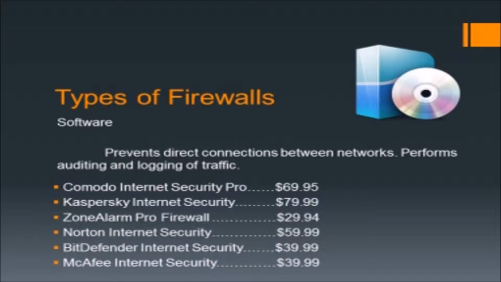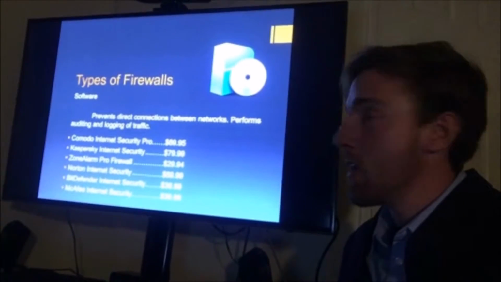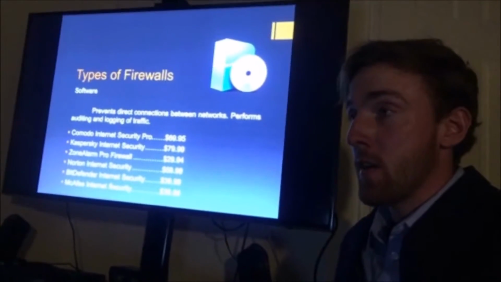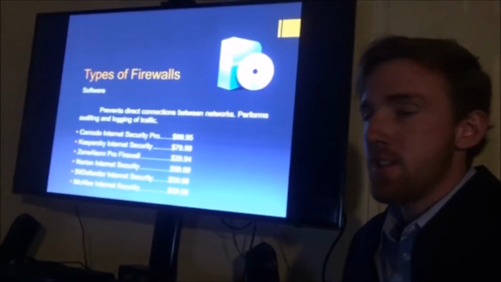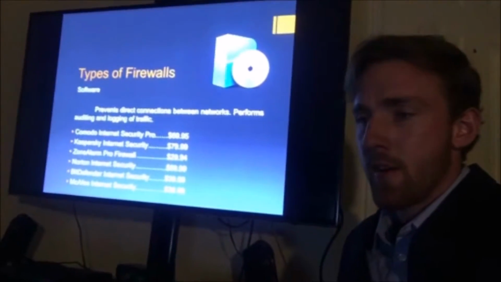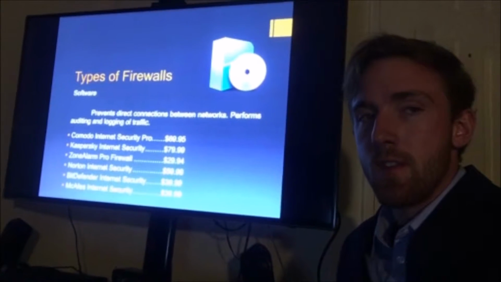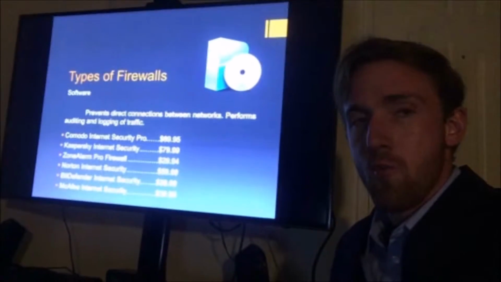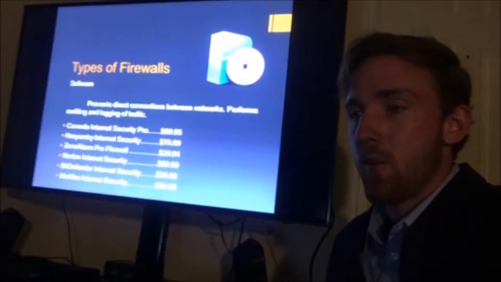Now that we're looking at modern firewalls today, we're going to take a look at the two different types of firewalls, software and hardware. We're just going to examine each of those. The first one we're going to look at is software. Software is the easier of the two to use for a home network user, a home network installer.